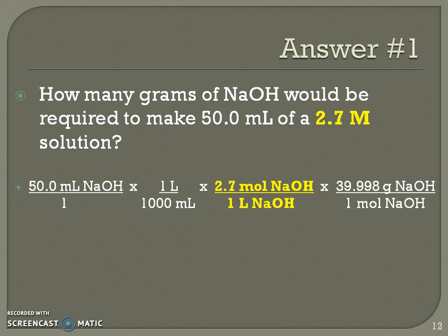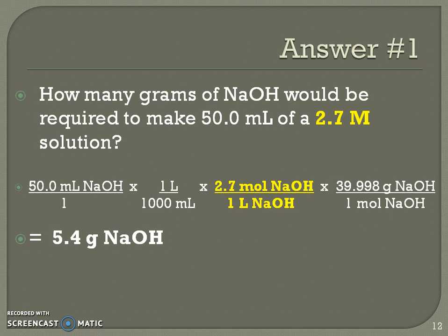Once we're in the moles, now we can use our formula mass and get to grams. I also strongly suggest doing your mathematics in order. You don't have to do the ones, but it would be 50 divided by 1,000 times 2.7 times 39.998 equals the 5.4 grams of NaOH.